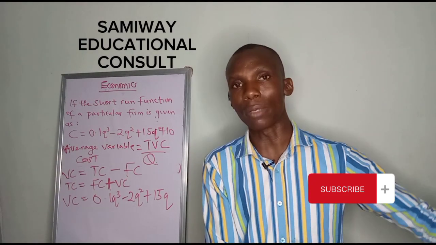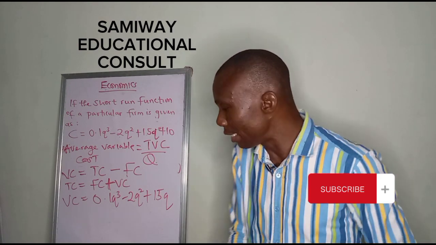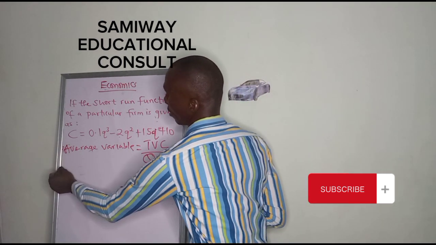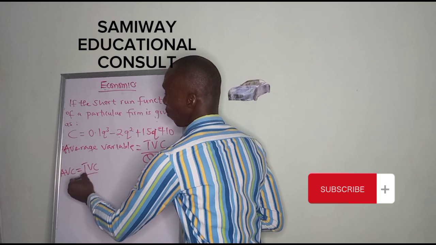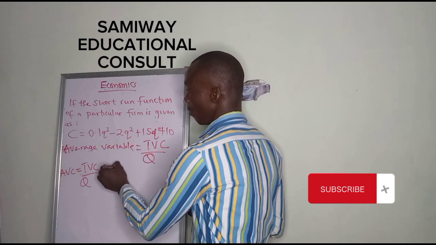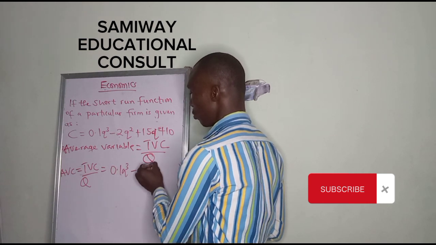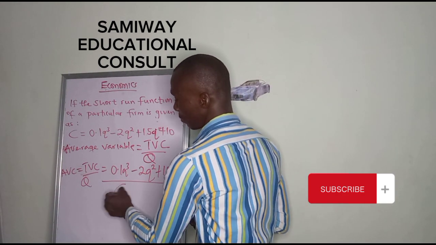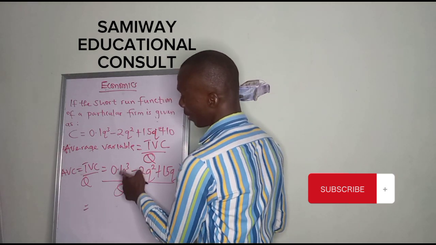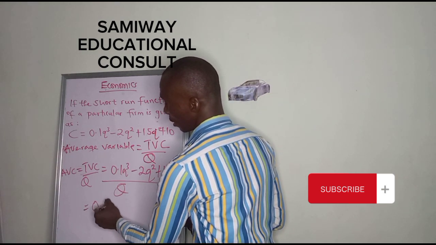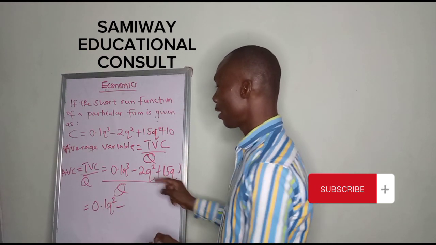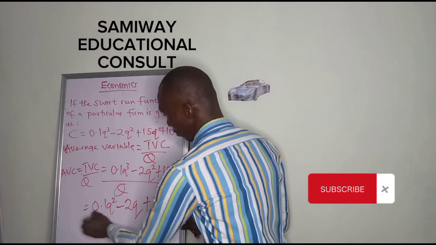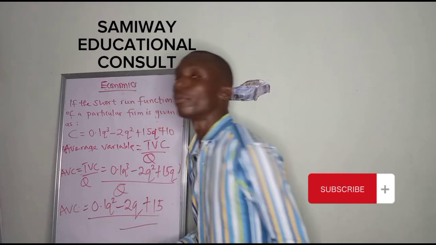Now that we have got our variable cost, we now move to the question we had, average variable cost. So our average variable cost, AVC, is equal to TVC over Q. What is our TVC? 0.1Q cubed minus 2Q squared plus 15Q. That's our variable cost, divided by Q. So this is Q cubed. Q will cancel 1Q here. It will remain Q squared. Minus 2Q, Q will cancel 1Q here. It will remain 2Q. And here, Q cancels Q. We are going to have ordinary 15. So this is your average variable cost.